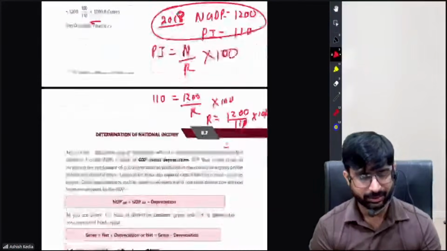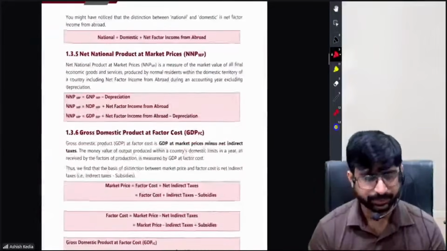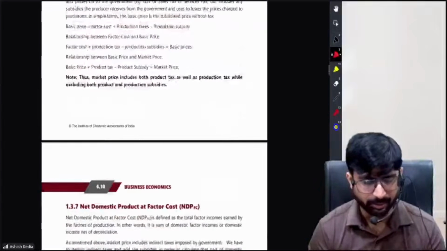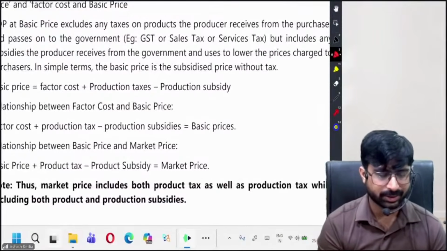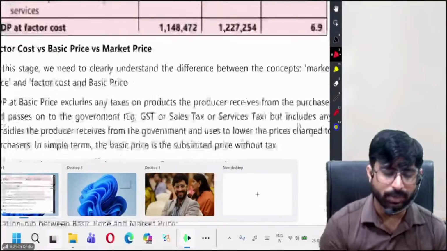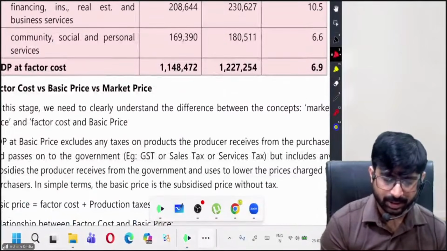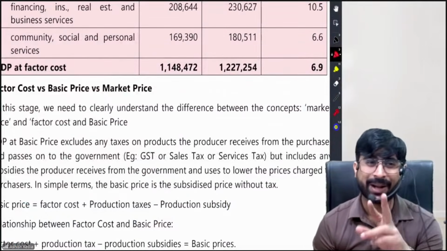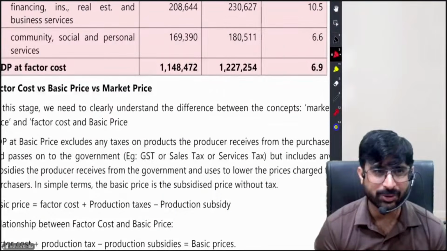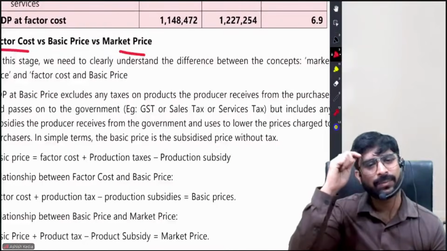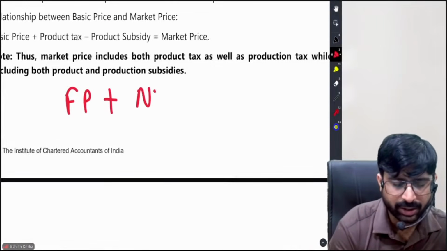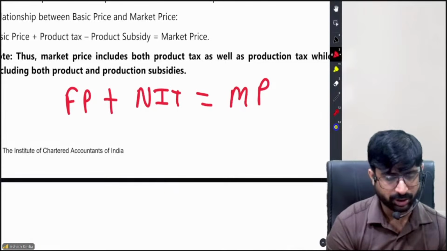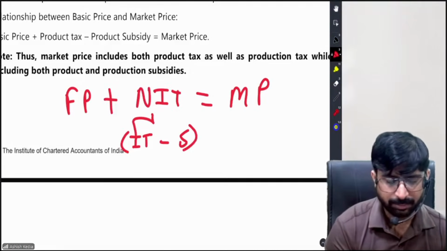Is the sum over? Now, class, all this stuff on aggregates I have taught you. Just remember one more concept. In GDP and GNP, I had told you about factor cost and market price. Factory price plus net indirect taxes is market price. What is net indirect tax? All the indirect taxes minus all the subsidies.